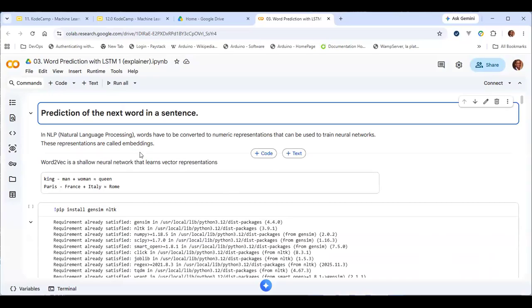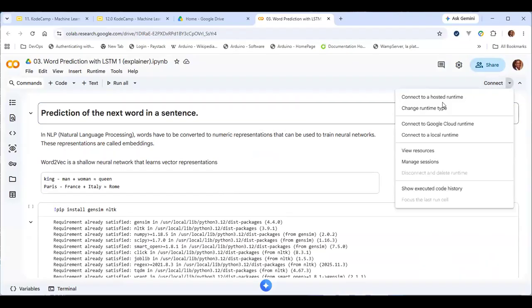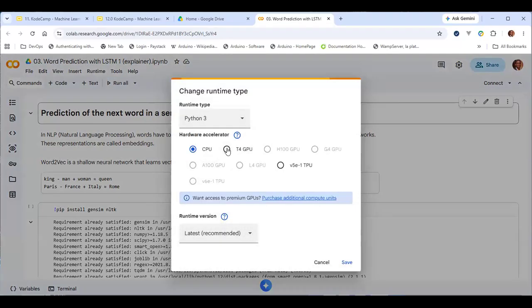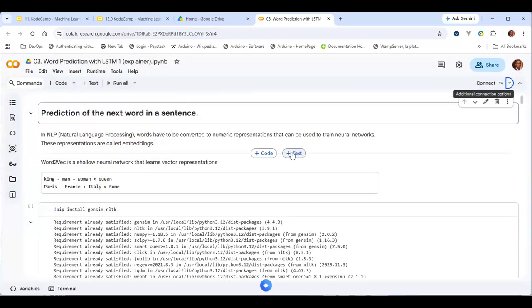So the idea of word prediction, like I said just now, is you have to first of all, it's always a good idea to use a GPU. So I'm going to change my runtime to a T4 GPU, so it will be faster. Even though for LSTM, it still won't be that much faster because LSTMs are just generally slow.